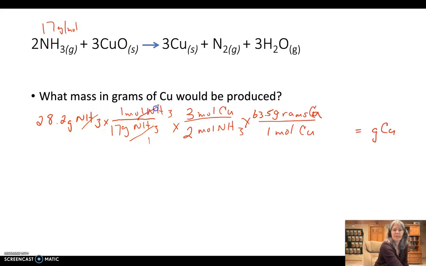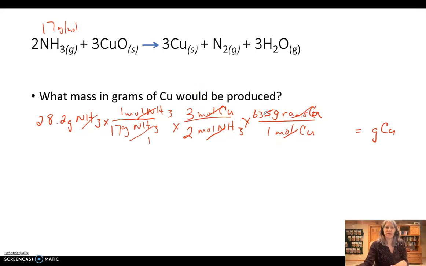Maybe before we do our math, we can just make sure we've converted grams to moles by using the molar mass of ammonia. Then we've converted moles of ammonia to moles of copper by using our stoichiometric coefficients from our balanced equation. And then we're converting moles of copper to grams of copper using the atomic mass of copper.